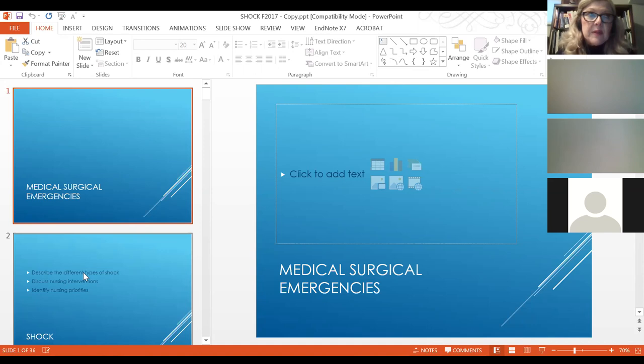describe assessment and collaborative management of a patient experiencing a seizure; describe assessment and collaborative management of the patient experiencing compartment syndrome; and describe assessment and collaborative management of a patient experiencing a wound dehiscence. So we've got a lot to talk about.